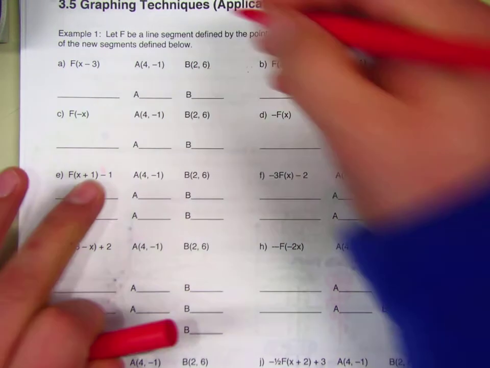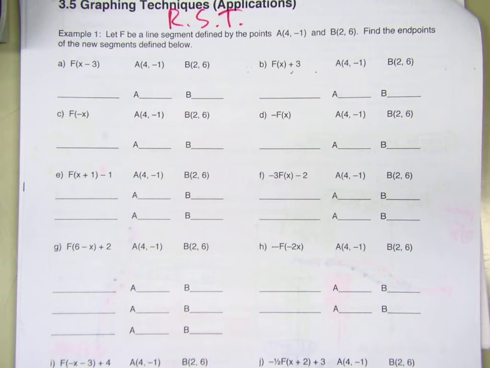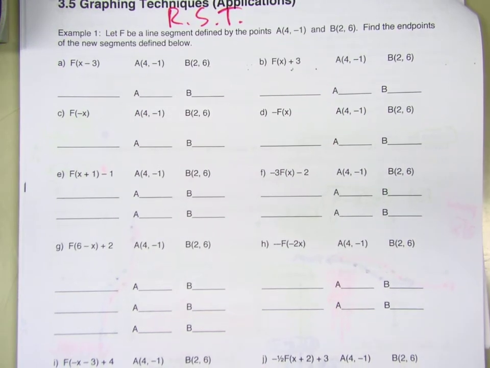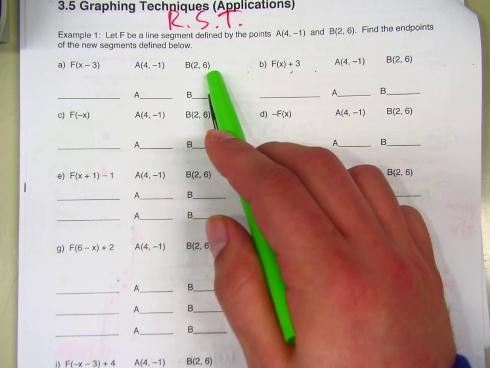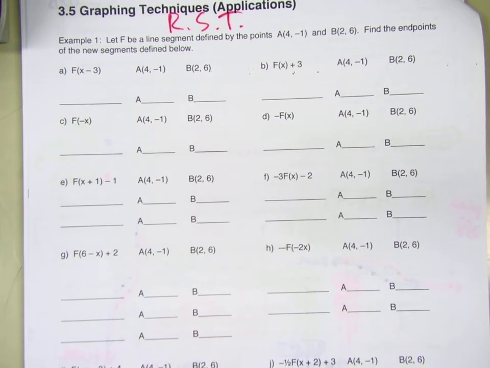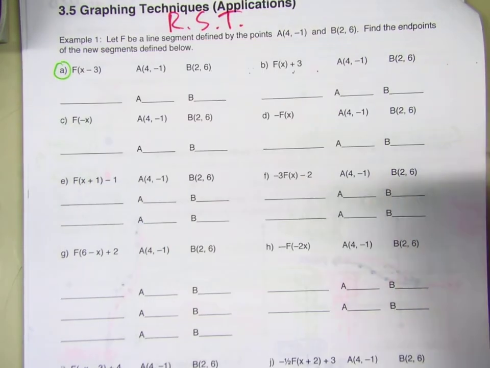Reflections, stretches, and translations. Remember, that's the order that we do things in. But now, instead of taking an entire picture, we're literally just taking a point at a time and then moving those around. Okay? So let's focus on, we'll do A.